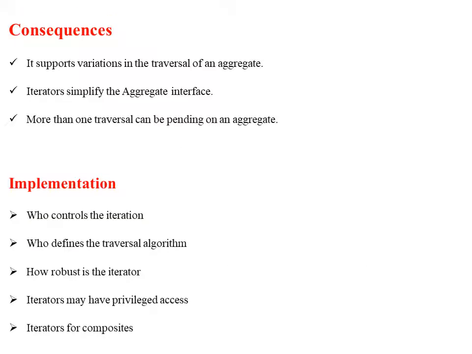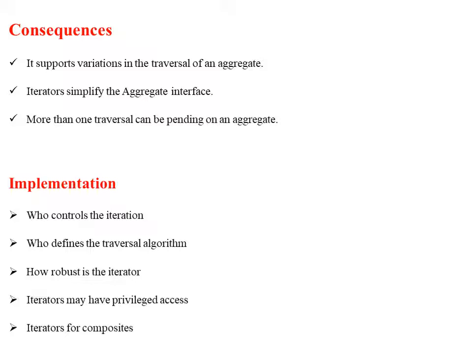Next one is consequences, results. In what way is this pattern applied? The first result is that it supports variations in the traversal of an aggregate. So whenever this iterator pattern applies, we can have a number of variations based on the traversals, either pre-order or post-order, or succeeding or preceding objects. All objects or traversal algorithms can make a number of variations available to the clients.